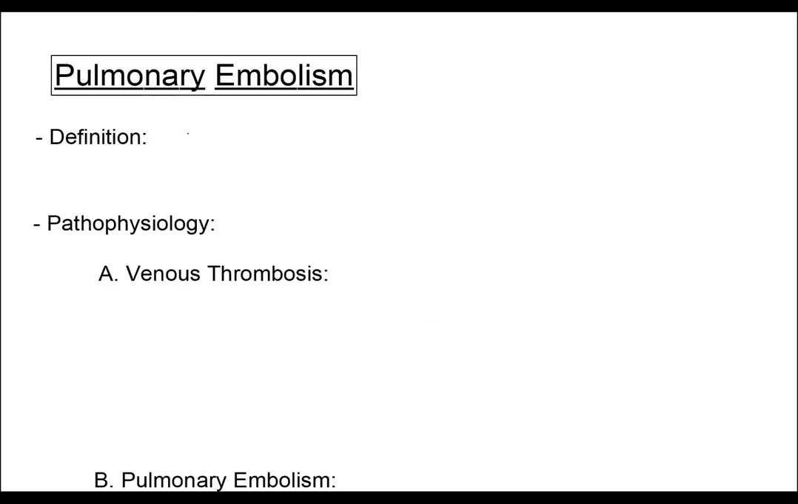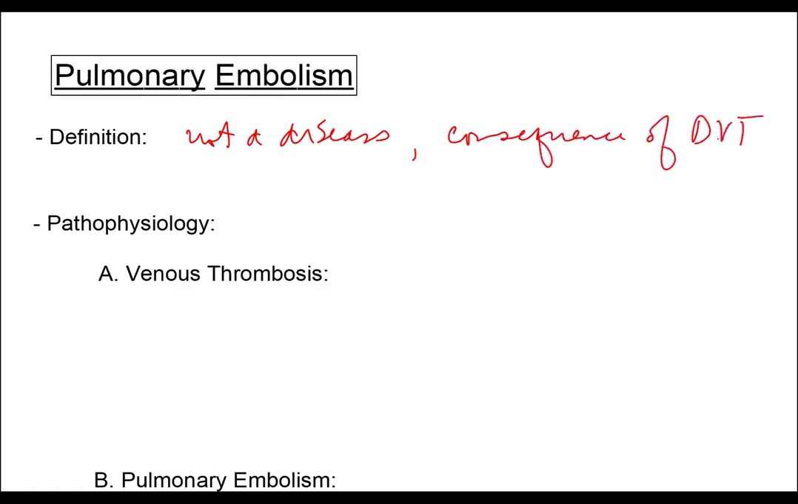Pulmonary embolism, you'll note, is not a disease, but it is really a consequence of deep vein thrombosis. So the disease is hypercoagulability leading to deep vein thrombosis. The complication of that is pulmonary embolus.